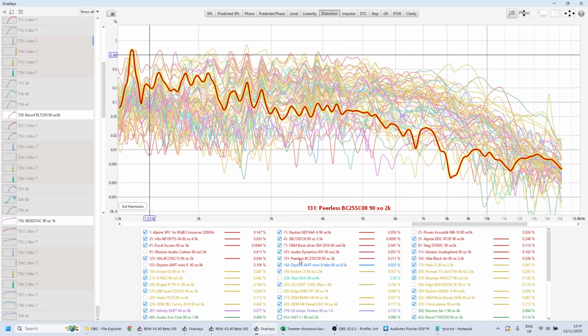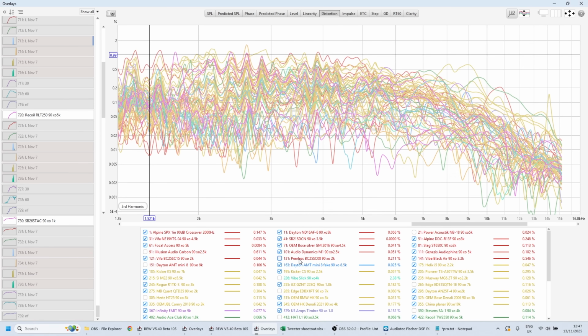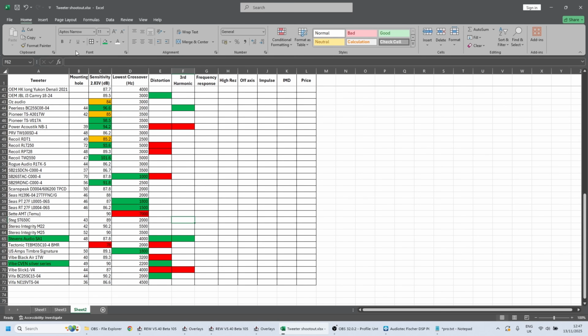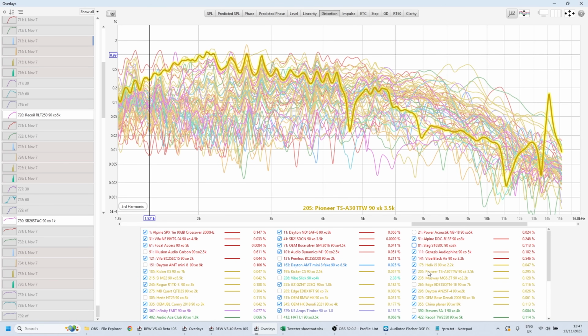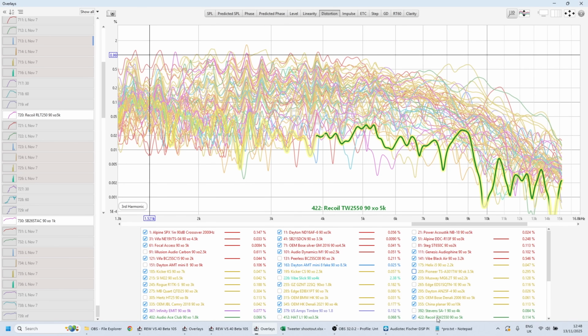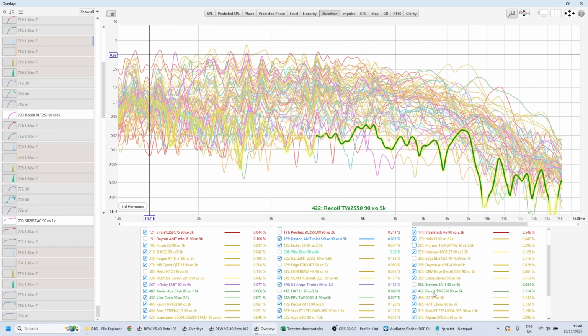I think this Peerless deserves it as well. You can see very low. Peerless 25, I have it as VIFA. Steg, surprisingly very low. So you can see not all the drivers that have the lowest distortion will have the low third harmonic. This Pioneer, surprisingly. Okay, let's add the Pioneer as well. Recoil, wow. Bullet Tweeter, very low third harmonic. The lowest one. Wow, this is a surprise.